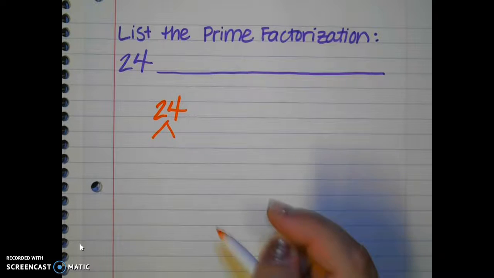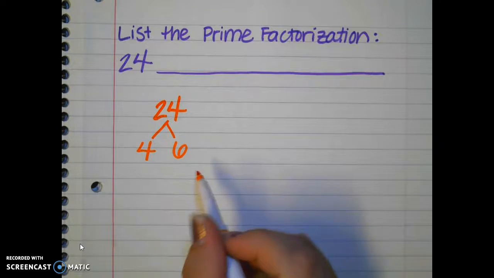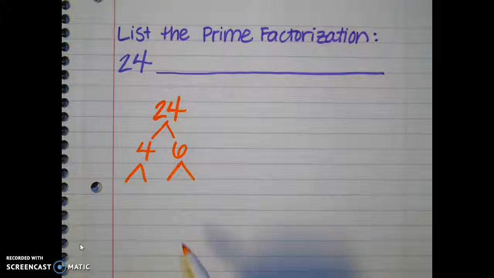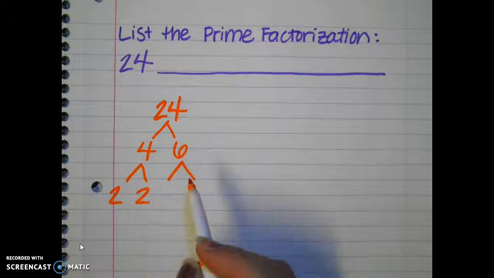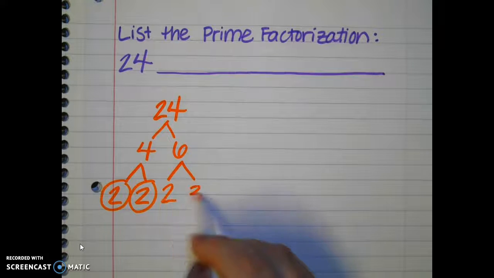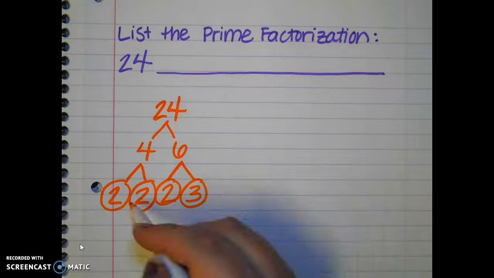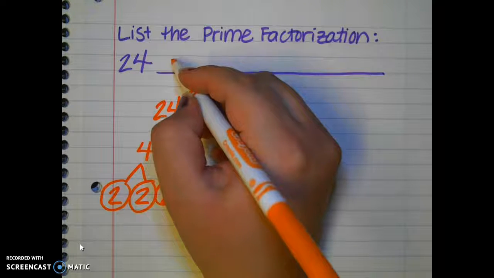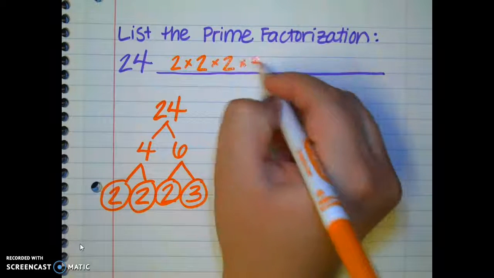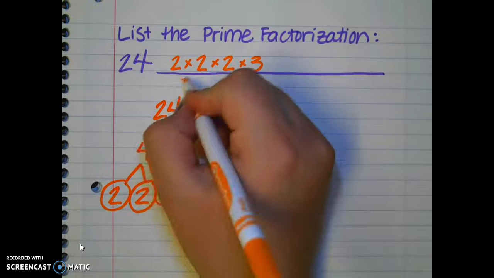So let's see, my brain first thought of 4 and 6. 4 and 6, those are both composite, so we know we keep going. I'm going to draw branches off of both of those. And then we know that 2 times 2 gives us 4. Those are both prime. And then 2 times 3 gives us 6, and those are both prime. So we know, if we go back up here to list it out, we have 2 times 2 times 2 times 3. All right? And then this is expanded form.